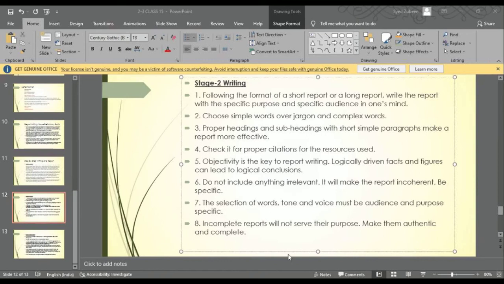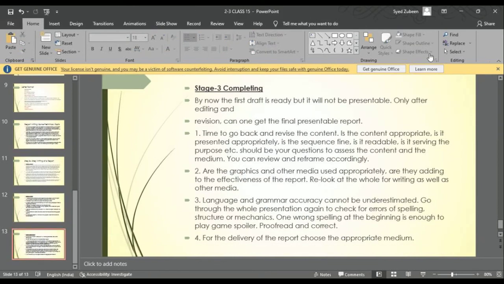So incomplete reports will not serve their purpose. Make them authentic and complete. Try to include all of the relevant data and information that is required of you. Do not submit any incomplete reports. Do not submit any kind of incomplete documents that would confuse the reader. Then we move on to the final stage, which is completing.